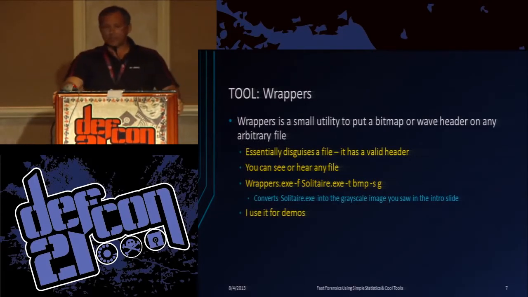All right, wrappers is just a small utility. Basically, it'll take any file you want and wrap it up into a bitmap header or a WAV file header, various types. It's got a few options. It can identify stuff that's just been dropped on the system.